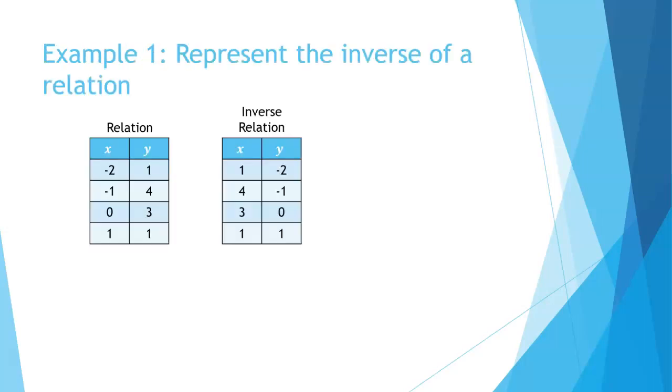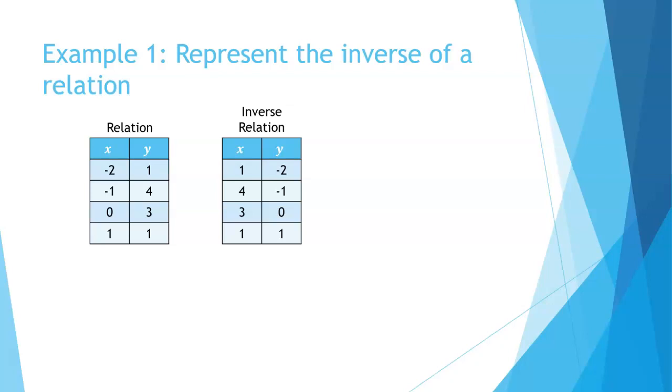Let's start by looking at a table. So here we have our first table. That represents a relation. What's a relation? A relation is just simply any set of ordered pairs. Now, to be a function, that relation needs to have, for every input, exactly one output. Meaning for each individual x, we can have only one unique y.